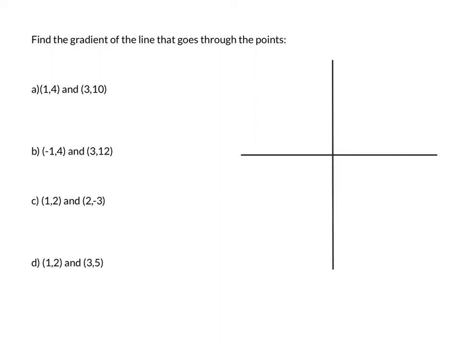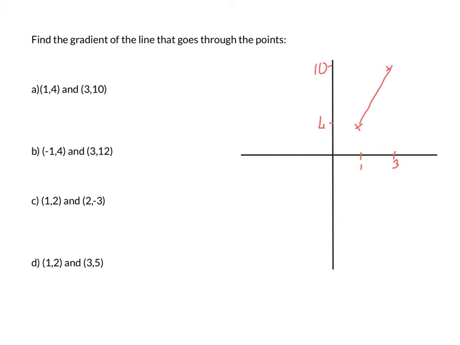Find the gradient of the line that goes to the points 1, 4 and 3, 10. So 1, 4 and 3, 10, let's just plot those. 1, 4, so there's 1 across and 4 up. And then 3, 10. Doesn't have to be perfect or to scale.